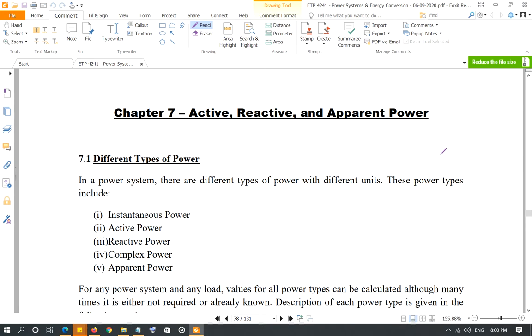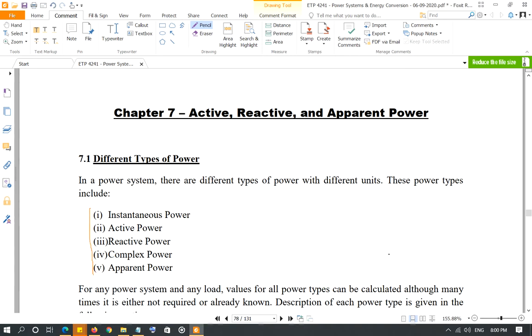DC power is simply the average value of the power, which you can find using the DC voltage times DC current. AC powers, again, if you remember from circuit analysis, there are 5 different types of AC powers, and those 5 types are written right over here.